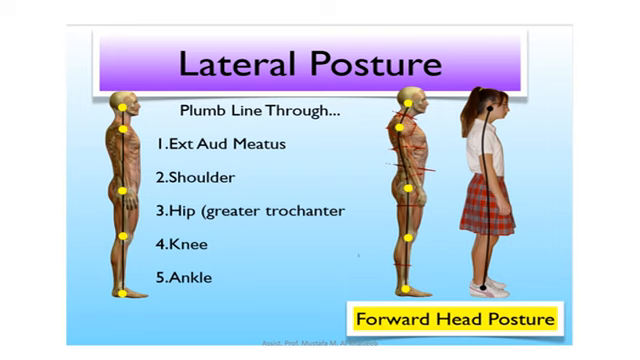The lateral posture, such as plumb line through external auditory meatus, shoulder, hip, knee and ankle. So we notice that this is a straight line, while here, when there is generalized muscle weakness, or such as mouth breather, we will get a curvature of this line, such as this young lady.